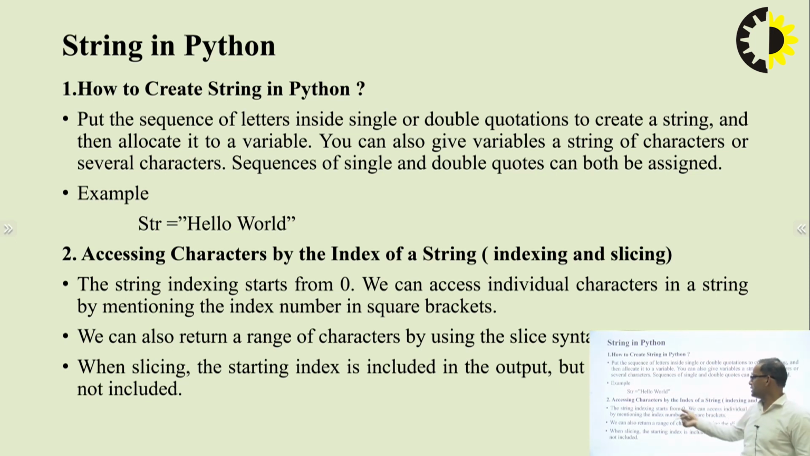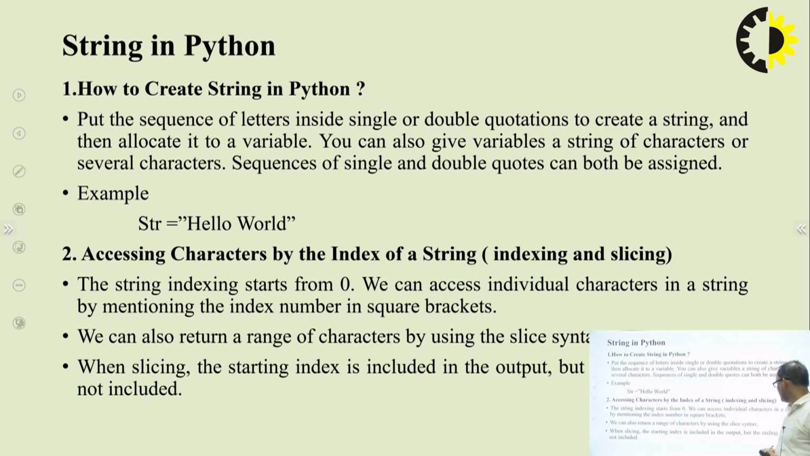Accessing the characters of a string by index. If we want to access a character at a specified index in the string, we use the index value of that particular character, and that concept is known as indexing and slicing. We use the slice operator along with the index value. String indexing starts from 0, like here 0, 1, 2, 3, 4, 5 for the space, 6 for W, and 7, 8, 9, 10 in this way. So string index starts from 0.